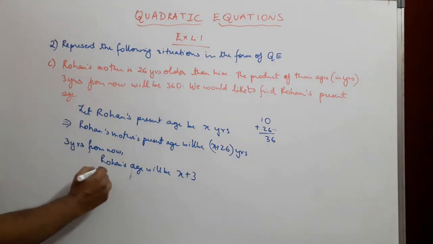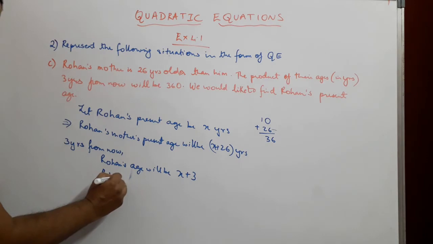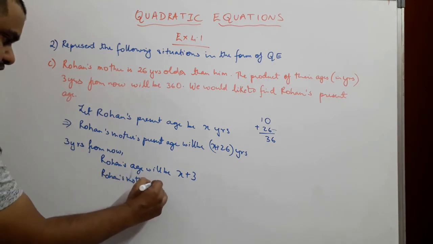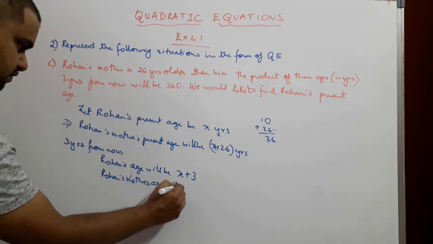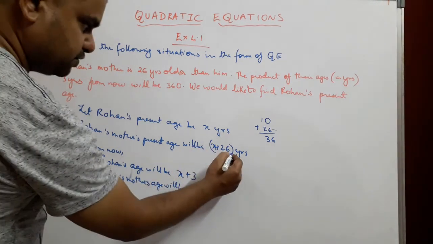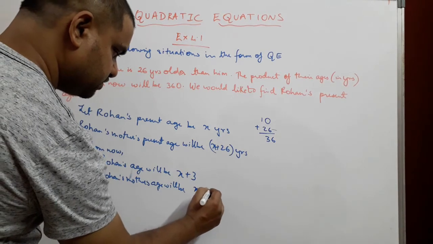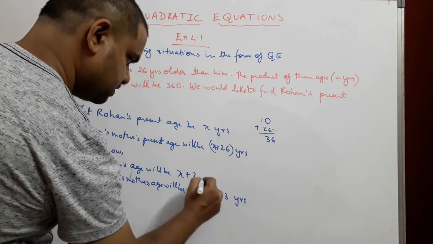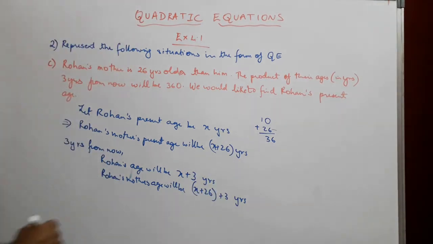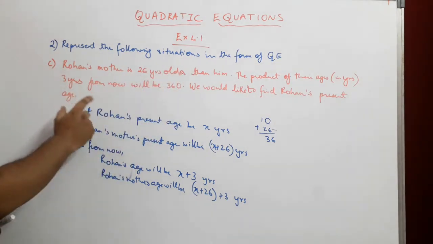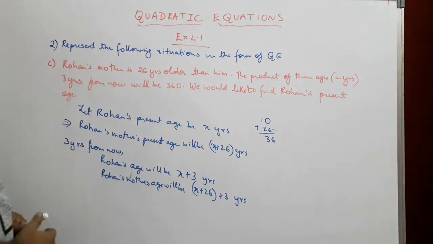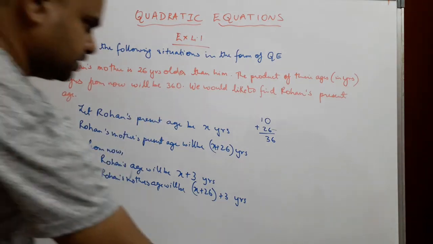And similarly, Rohan's mother's age will be x plus 26, right? That is the current age. So x plus 26 plus 3 years. Here also we write years. Okay. Now we are told that the product of their ages 3 years from now, that means these two, is equal to 360. So I'll put it down over here.